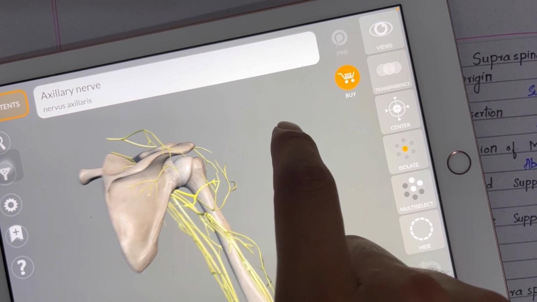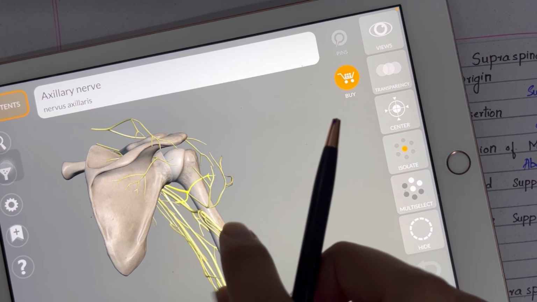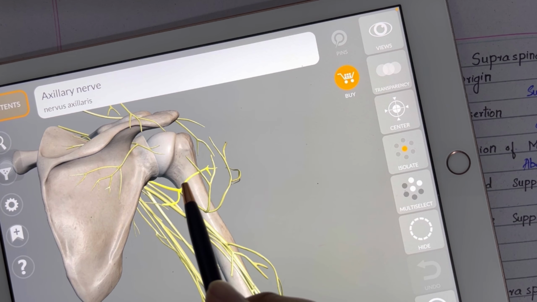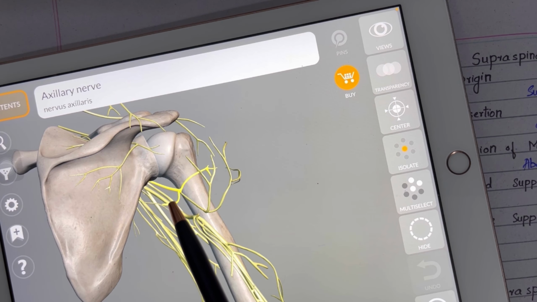Now student, moving toward the innervation of the deltoid muscle. Student, the deltoid muscle is innervated by the axillary nerve. This highlighted nerve here is the axillary nerve. This axillary nerve has the nerve root C5 and C6.